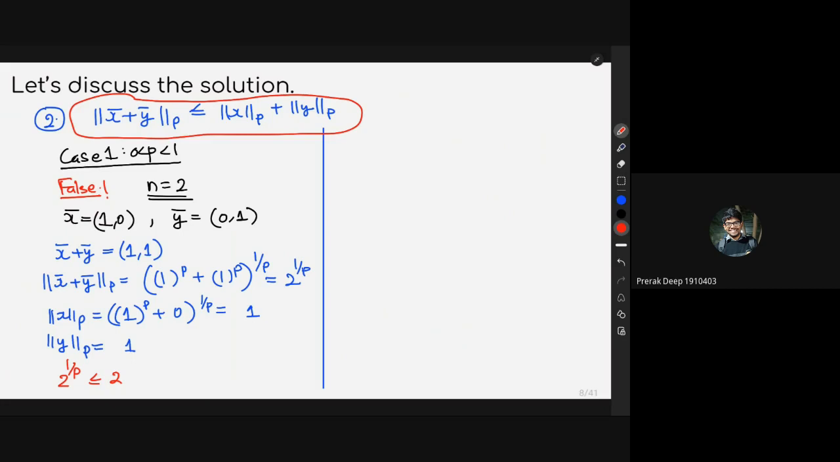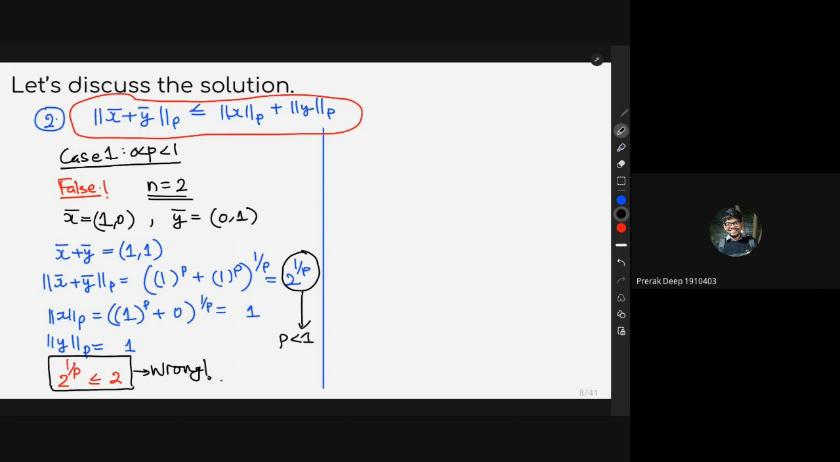Now I will prove that this particular inequality is wrong. Why is this particular inequality wrong? Why? Because look at this part.